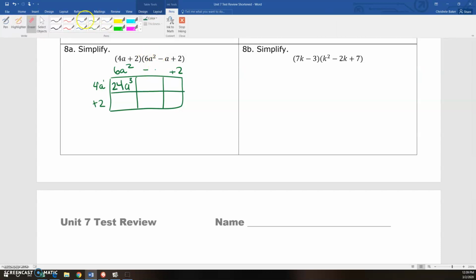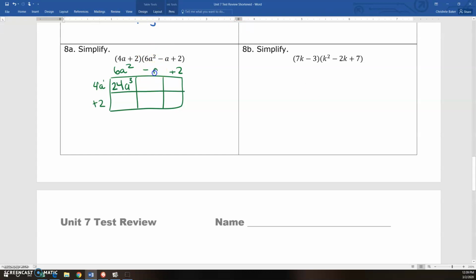Was like, is that a 9? No, nope, it's a minus a. Okay, so 4a times negative a is negative 4a squared. 4a times 2 is 8a. 2 times 6a squared is 12a squared. 2 times negative a is negative 2a, and 2 times 2 is 4.